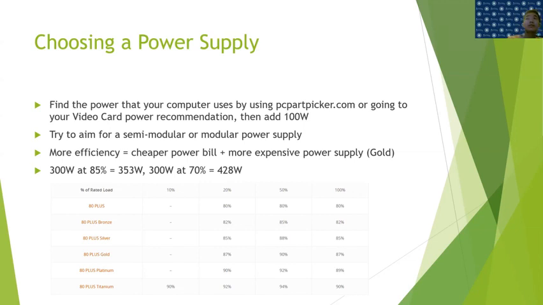Then once you have that, you should add about 100 watts to the number you've gotten from either PC Part Picker or your video card power recommendation, mainly because you want your computer to be able to run steady. Then after that, power supplies won't come in every wattage. They'll be spread out over every 100 watts. So from that point on, you can just round up, and that'll be the power supply wattage that you'll need.